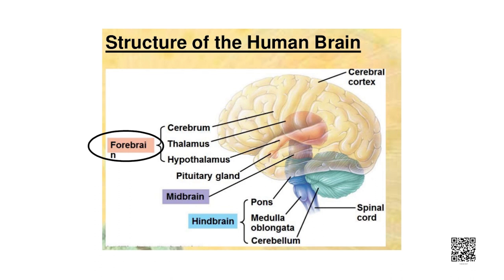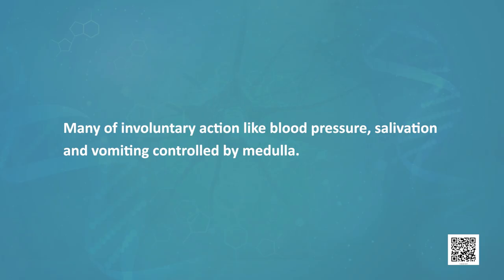Think of a situation when you are feeling hungry. This hunger is also controlled by your forebrain. Moving to the next, do we think about breathing or heart beating? We cannot control these actions. These actions are involuntary actions, which are controlled by the midbrain and hindbrain. Many of the involuntary actions like blood pressure, salivation, and vomiting are controlled by the medulla, which is part of the hindbrain. Activities like walking, cycling in a straight line, these are all controlled by the cerebellum, which is part of the hindbrain.